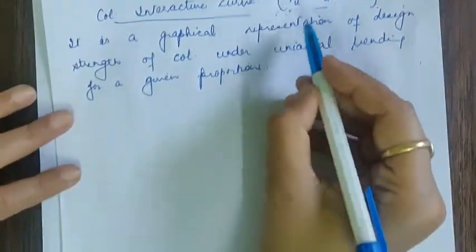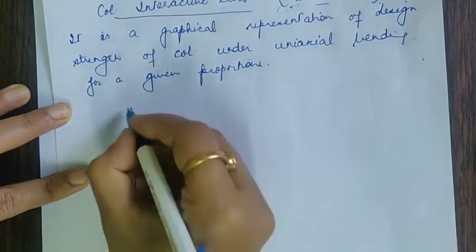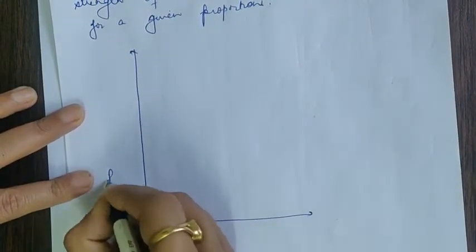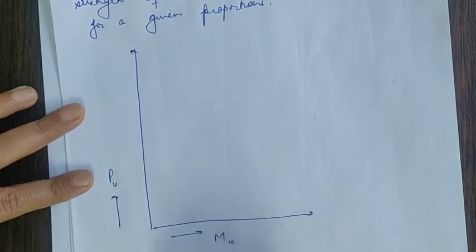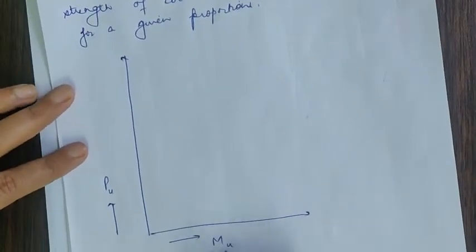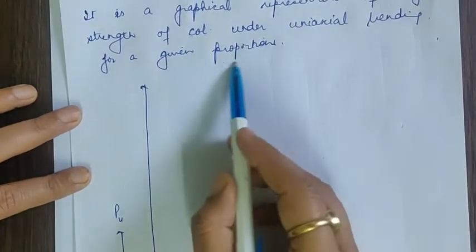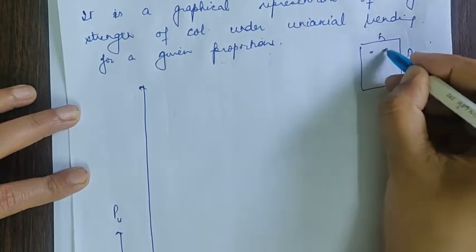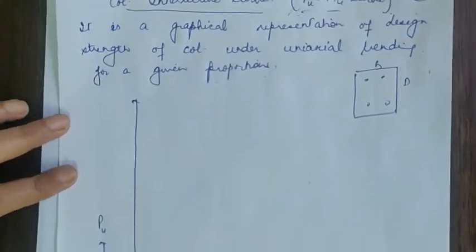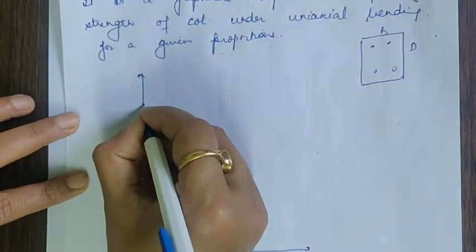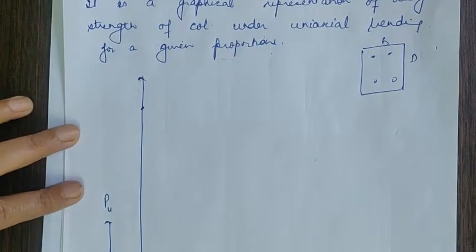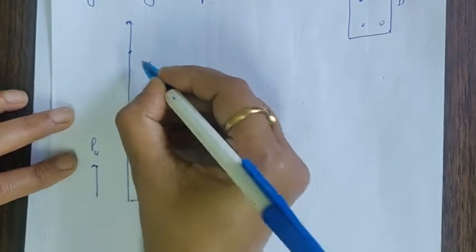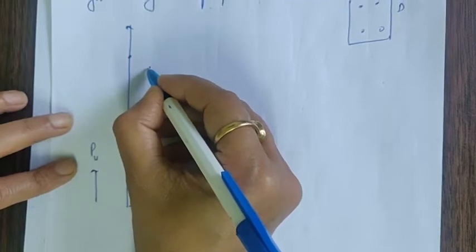Okay. So if I try to make the diagram between Pu and Mu, if there is no moment coming on the column for given proportions, like given geometry, how much is B and D of the column, how much reinforcement you have given in that column, I can say this is the maximum load that this column can take if there is no moment. Now if I increase the moment, the value of load that this column can take will decrease.